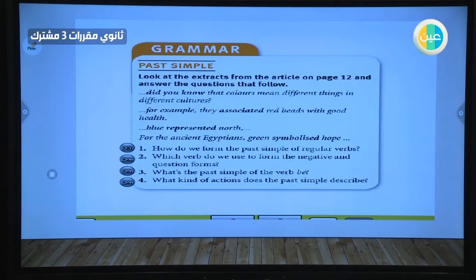Also, in this module, we talk about past simple grammar: something that happened and finished in the past, at a specific time. For example, they associated, a verb in the past. If I want to make it negative, I use did not. If I want to make it a question, I use did as a helping verb. Or, of course, was and were in the past.